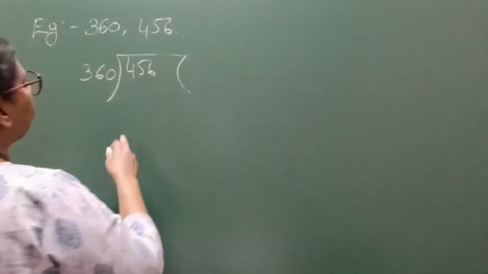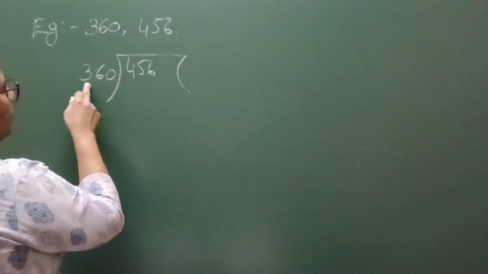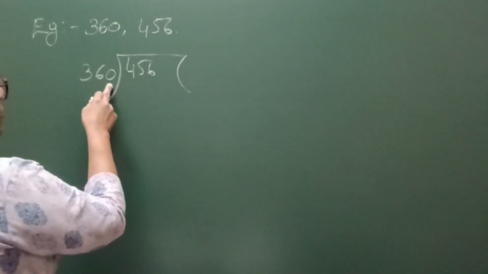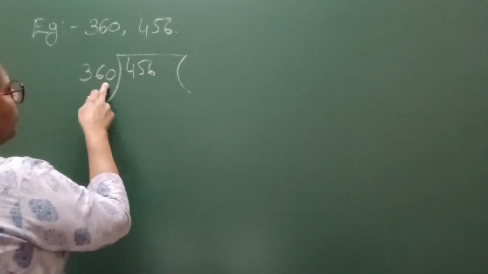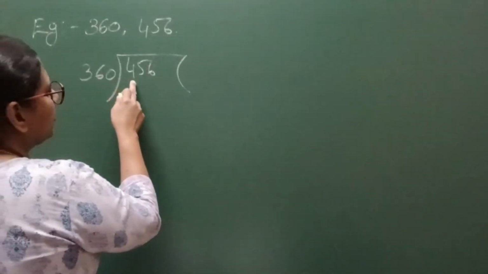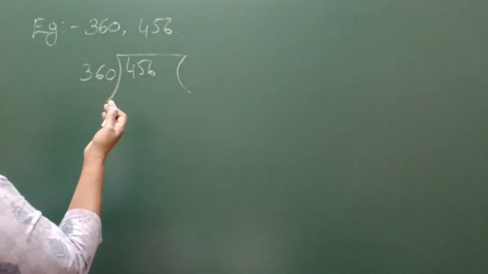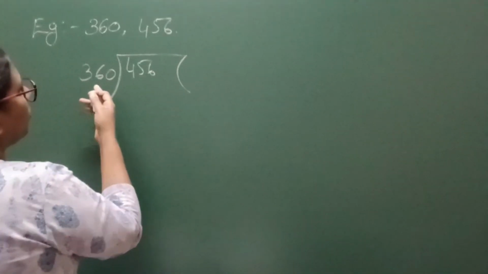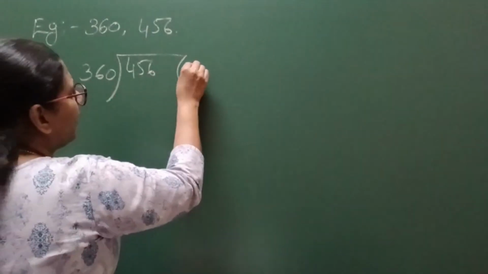Let's divide. This is almost 400, 360. We learned in lower classes rounding off. So this is almost 400, this is almost 500. So it won't go 2 times. It's only 1 time.